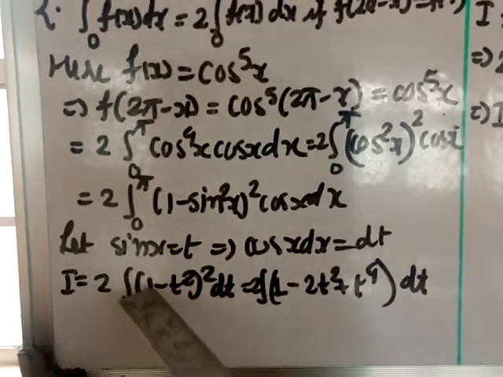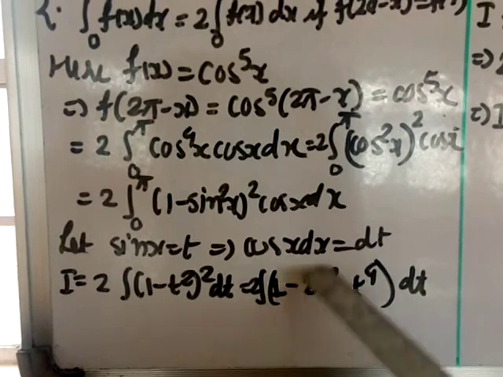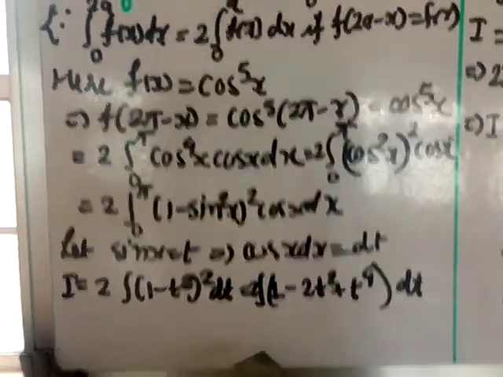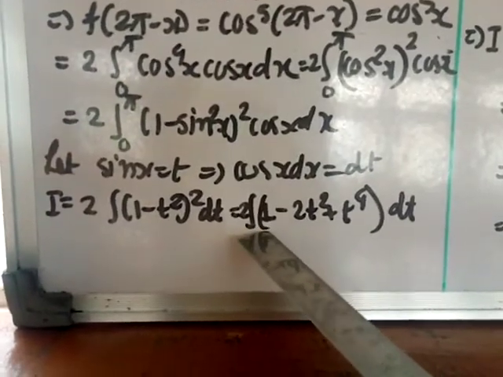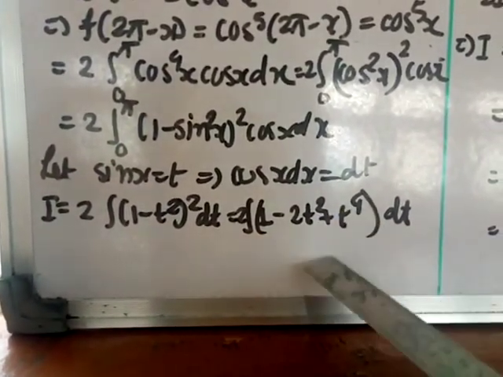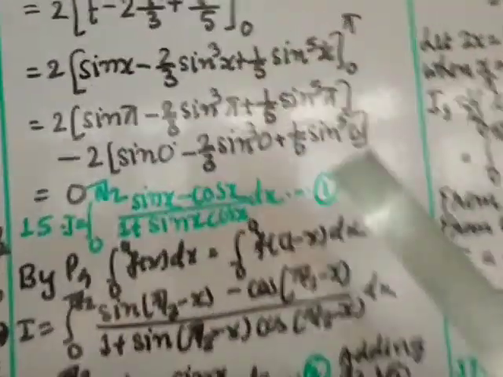I am expanding using (a - b) whole square. So 1 - 2t^2 + t^4 dt. I am not taking the limit now, at the end I will put it. Then integral of 1 is t, of 2t^2 is 2t^3 by 3, and of t^4 is t^5 by 5. I have written it here.